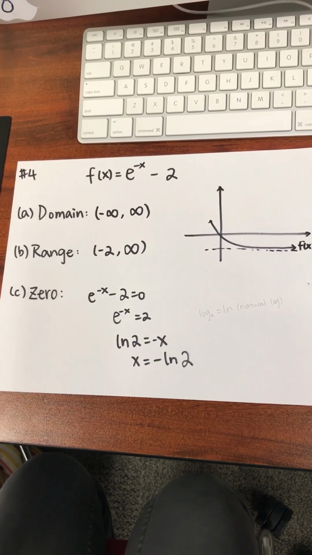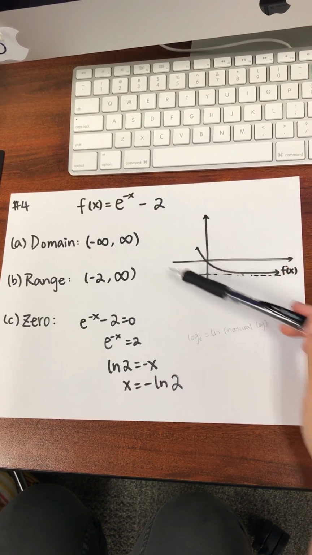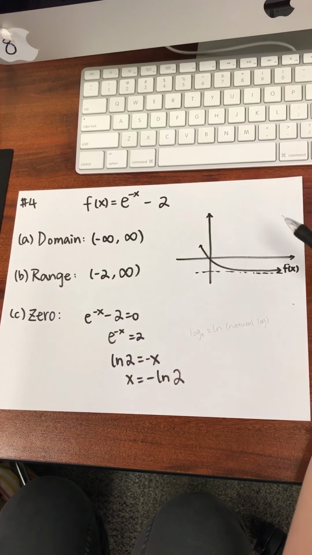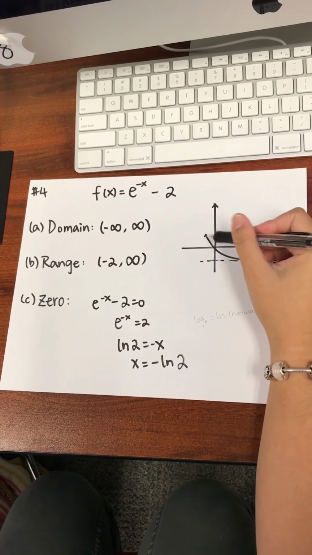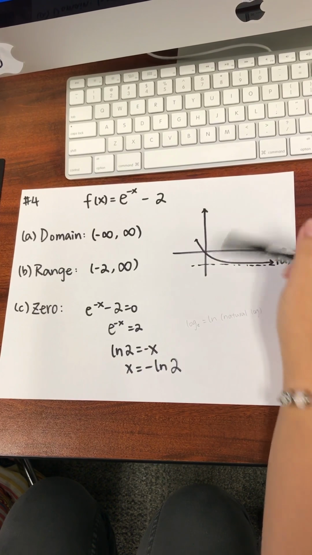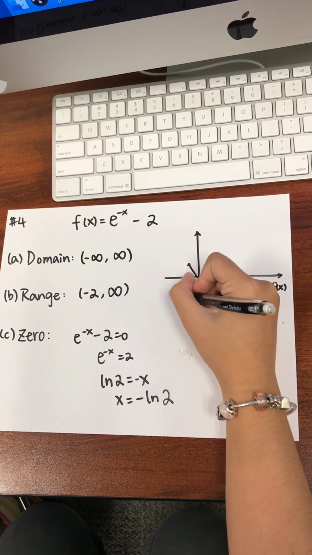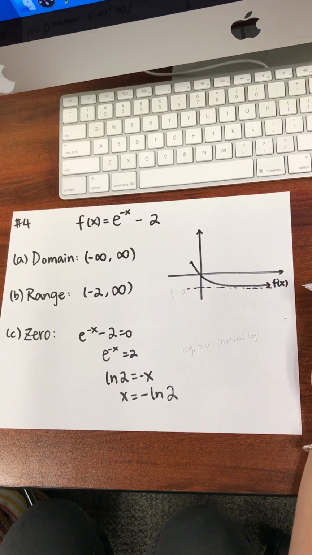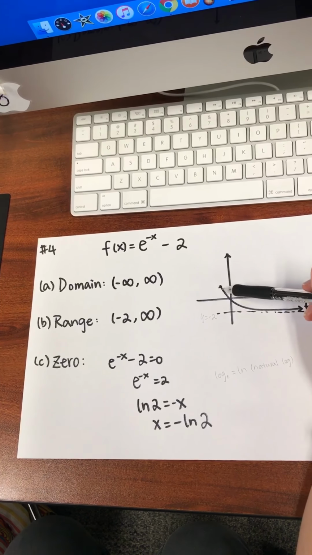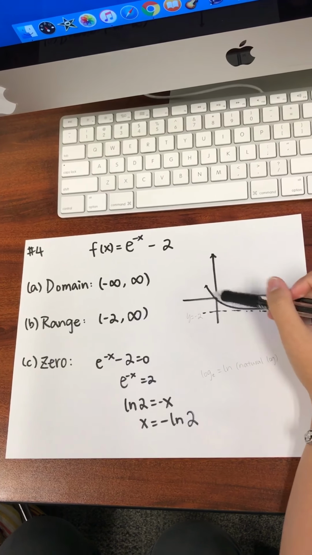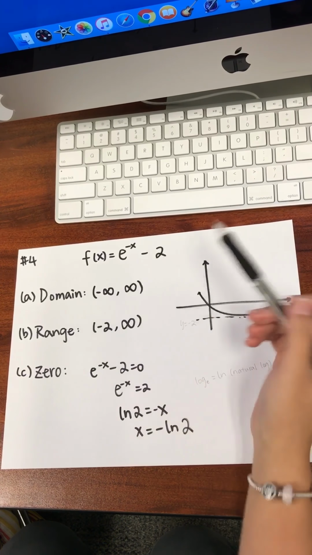For number 4, f of x is e to the negative x power minus 2. This is a graph showing basically how it works. e to the x power actually goes up like this, it's positive, but since it's to the negative power, it flips over the y-axis, and then minus 2 moves the function down by 2. So y equals negative 2 is going to be the horizontal asymptote for the function. To find the domain, you will see the function goes on to negative and also to positive forever, so you can put negative infinity to infinity for the domain.